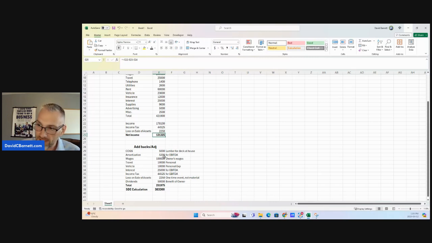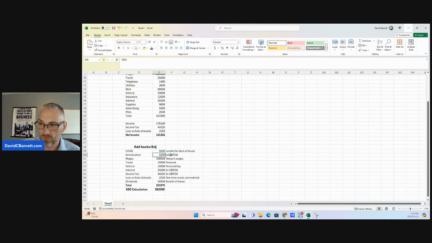So I've got them down here and I've footnoted them. And this is a completely fictitious example that I made up, but it's all based on things that I've seen all the time. So in the cost of goods sold, they want to add back $5,000 because they say it was for lumber to build a deck at the owner's house, right? As small business stuff, people sometimes do this sort of thing.